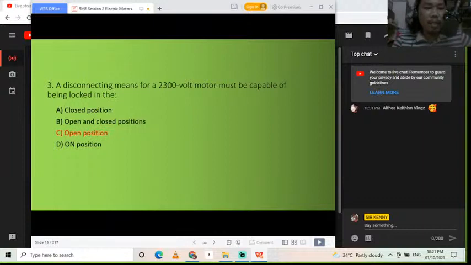O, tama yung nahuli nating pinili. Ang tawag natin dito, pagbabawas ng pamimilian. So, binabawasan natin yung pamimilian. So, yung letter B, automatic, cancel na yon, open and close position. So, hindi na natin pwedeng piliin yun. And yung A at saka D, parang pareho lang din siya eh. Close position, tapos yung isa, on position. Yung on position is also a close position ng switch natin. So, iisa na ang ating mapipili. Letter C na lang, open position.